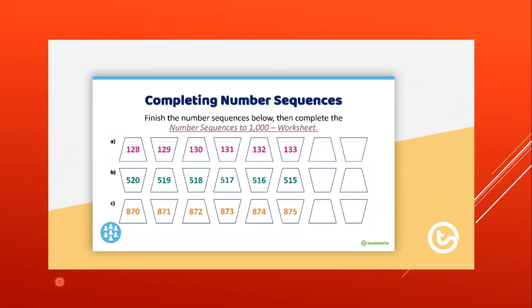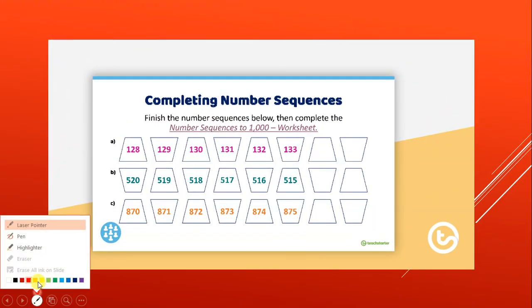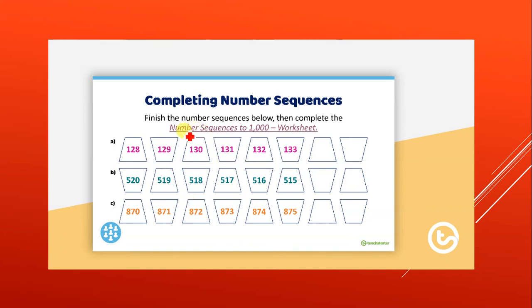Now complete the number sequences. Here you have to fill numbers. Finish the number sequence below: 128, 129, 130. Can you see the difference? In each and every number we have a difference of 1. So if I continue this, I'll have 134 and next I'll have 135.